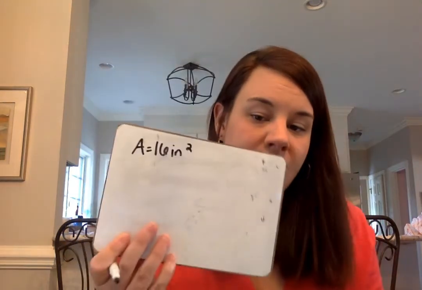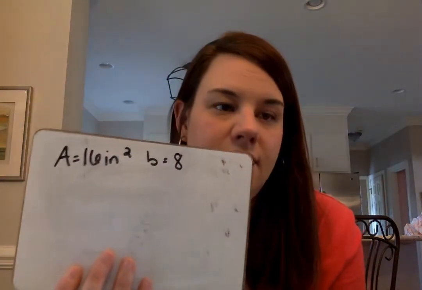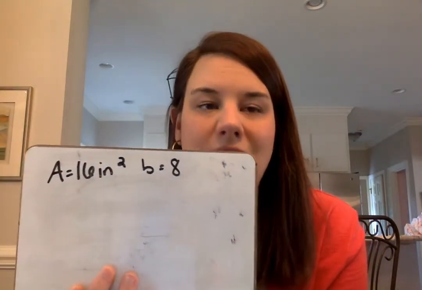Now, just to shift gears a little bit, I'm going to skip number 3 and go down to number 4. Number 4 gives you the area already. You're not finding the area here. They gave you the area. You have to figure out what the height is. Okay? So, keep this in mind. Area, they tell us, equals 16 inches squared. And we know what the base is. The base equals 8.